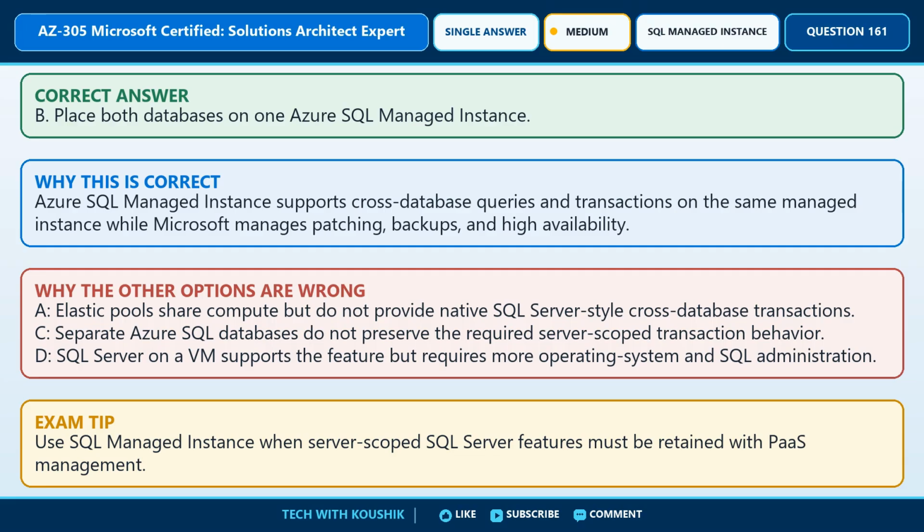A, Elastic pools share compute, but do not provide native SQL Server-style cross-database transactions. C, separate Azure SQL databases do not preserve the required server scope transaction behavior. D, SQL Server on AVM supports the feature, but requires more operating system and SQL administration. Exam tip: use SQL Managed Instance when server-scoped SQL Server features must be retained with PaaS management.